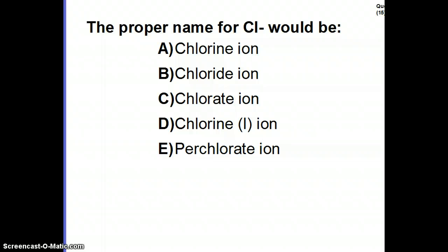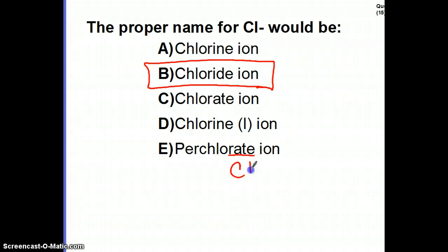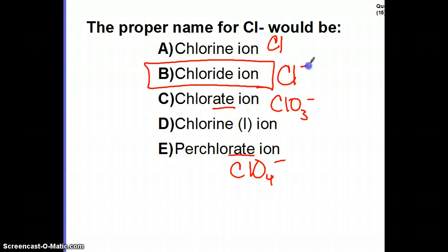The proper name for Cl negative is going to be chloride ion. We always change the ending on an anion to -ide. If it's a polyatomic, you don't change the ending. So perchlorate is actually ClO4, and chlorate is ClO3. But a chlorine by itself that's neutral would just be Cl. Chloride is the negative ion it forms, and this is incorrect because we only use the Roman numerals for those transition metals.